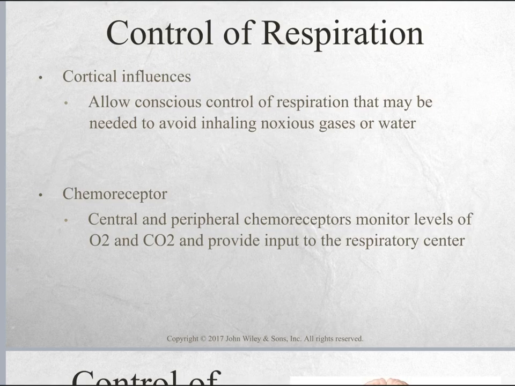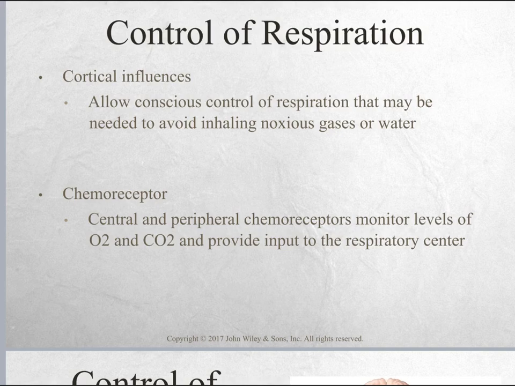We're going to have one more slide that's going to give us a little more idea, a peek into the window of what controls respiration, and that deals with cortical influences. These cortical influences are going to allow conscious control of respiration that is going to be needed, especially when we have to avoid inhaling noxious gases. We also rely on chemoreceptors. These chemoreceptors are going to be located centrally and peripherally, and their job is going to be to monitor levels of oxygen and levels of carbon dioxide, and provide input to the respiratory centers.